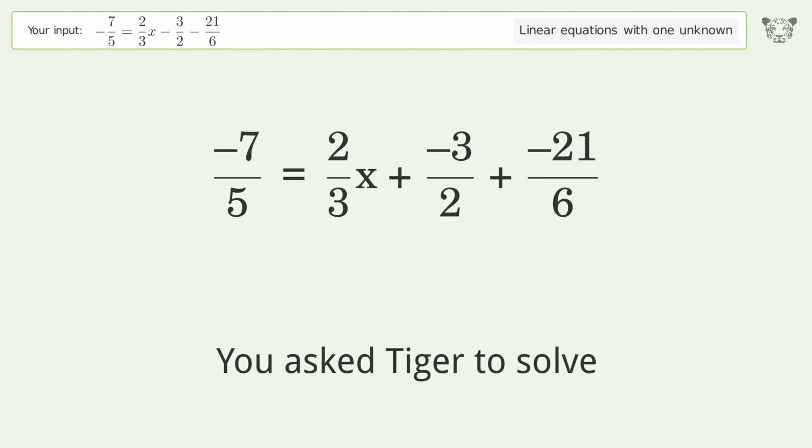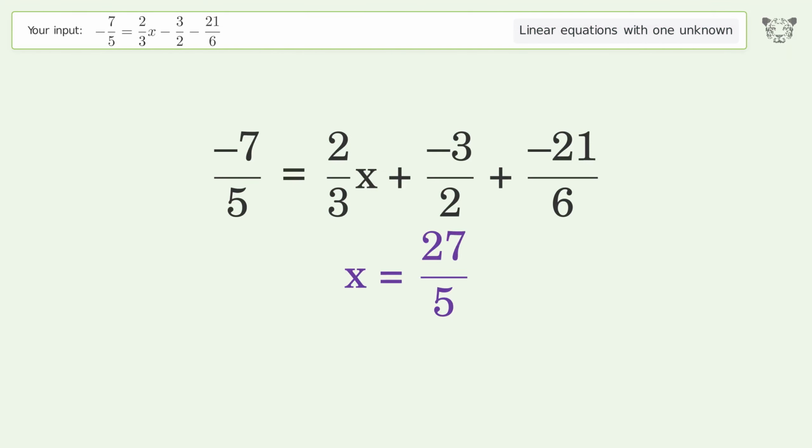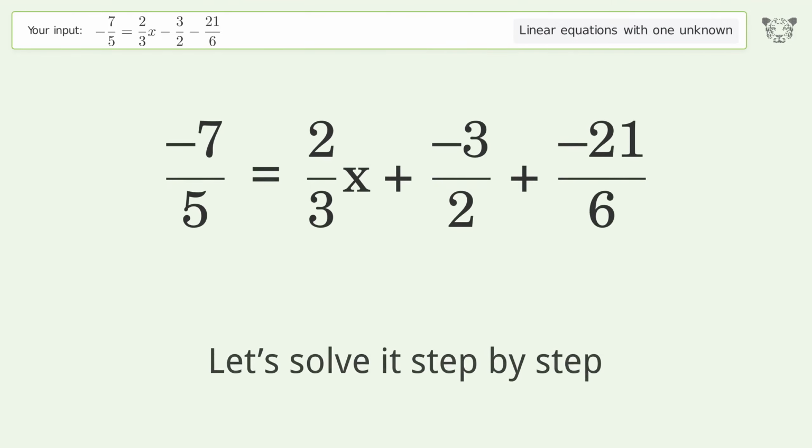You ask Tiger to solve this. This deals with linear equations with one unknown. The final result is x equals 27/5. Let's solve it step by step.